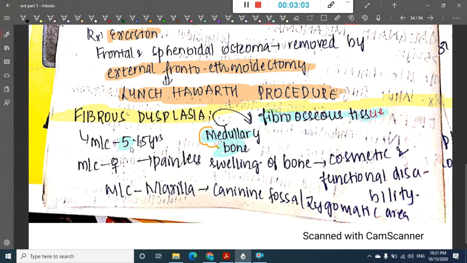This fibrous dysplasia is most commonly seen in the age group of 5 to 15 years. It is most commonly seen in females as a painless swelling of the bone. The most common site is the maxilla, especially the canine fossa or zygomatic arch.